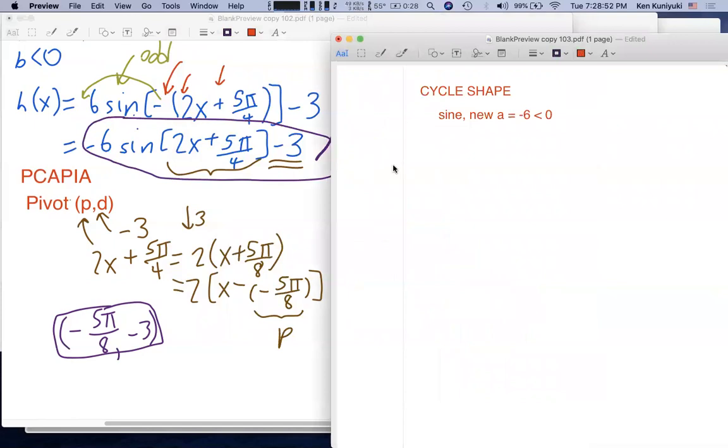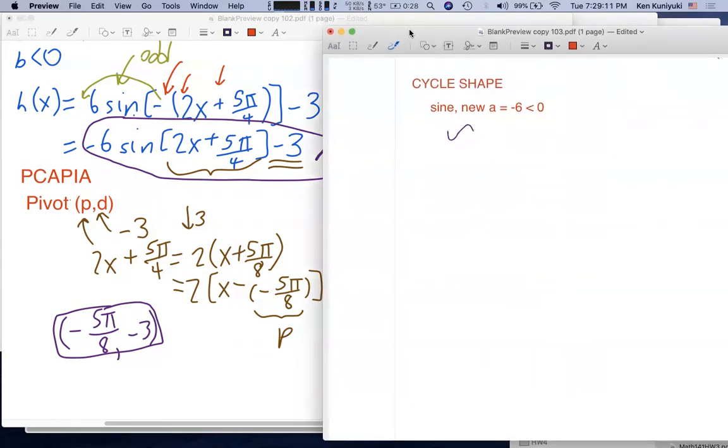So if you have sine, and if A is negative, then that's going to be the good evening graph, right? Where the graph starts at the midpoint, inflection point, goes down and then up. Okay, it's the good evening graph. That's for sine where A is negative. All right, that's the cycle shape.